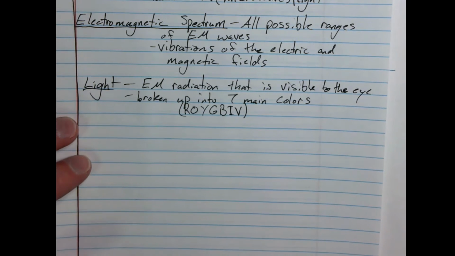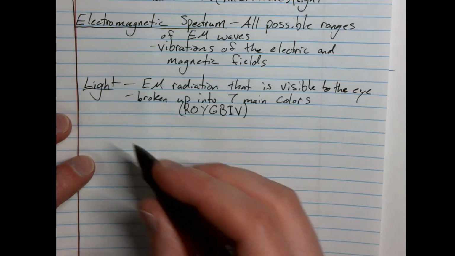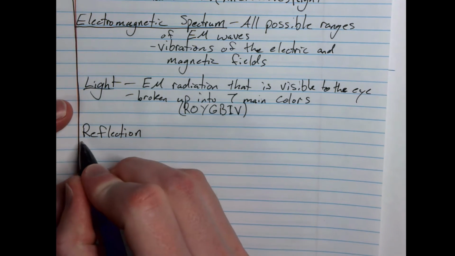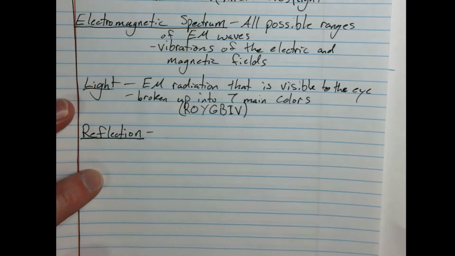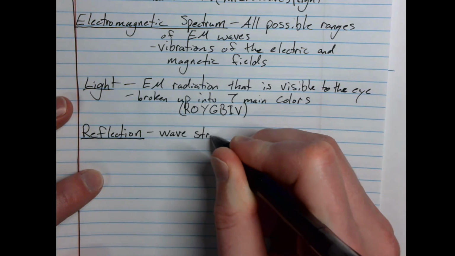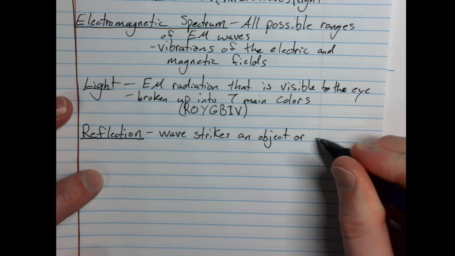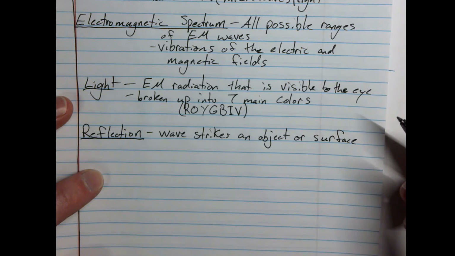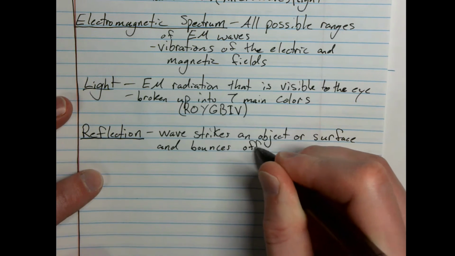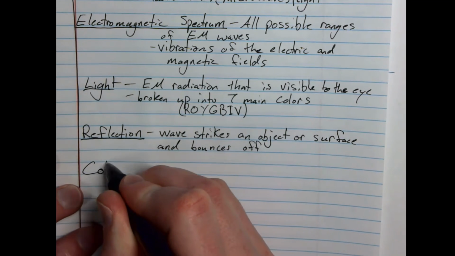So light's got a cool property. It's something that can be reflected. So can sound waves, we call that an echo, but we'll get to that later. But light can be reflected. What does that mean? Reflection. So if you look into a mirror, you will see a reflection. So, in this case, a wave strikes an object or surface and bounces off. Now, that seems pretty obvious, right? But that's important for some other things. Because that allows us to get color.